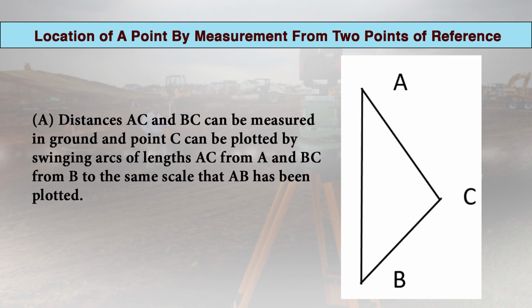The first method is that distances AC and BC can be measured on the ground and point C can be plotted by swinging an arc of length AC from A and BC from B to the same scale that AB has been plotted. So what will happen? These two arcs will intersect and we will be able to get the location of point C. This method is shown in this figure. This particular principle is very useful in chain surveying.